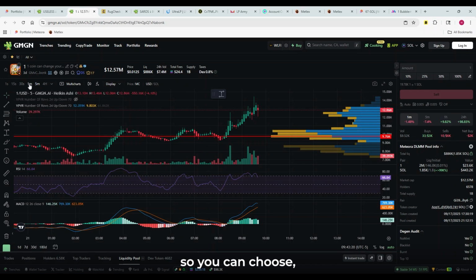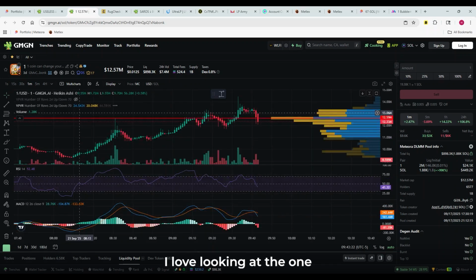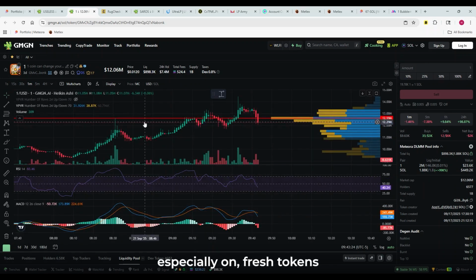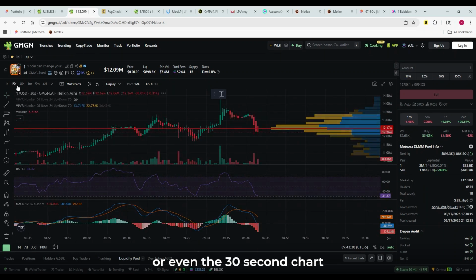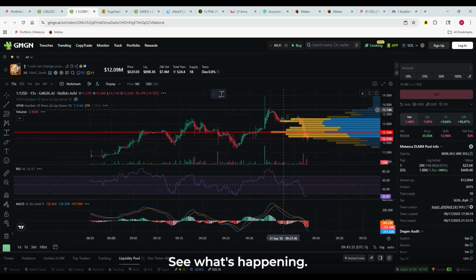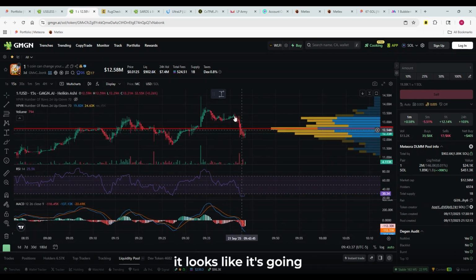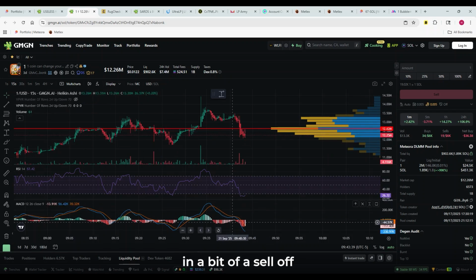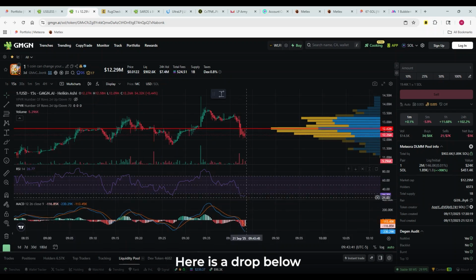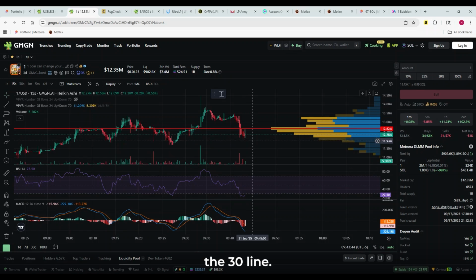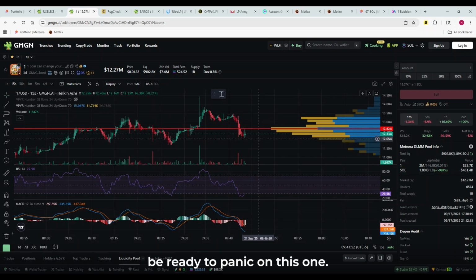So you can choose. I love looking at the 1 minute chart, especially on fresh tokens, or even the 30-second chart or the 15-second chart. See what's happening. What's the trend? This one, it looks like it's going into a bit of a sell-off right now, but we'll see here, it's dropped below the 30 line. And we may start to see some buys happening on this token right here. So I wouldn't be ready to panic on this one. It looks like it's going to come back up.